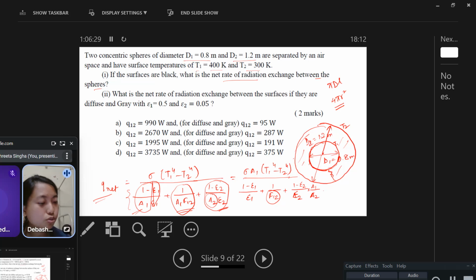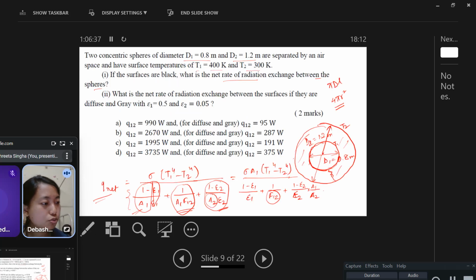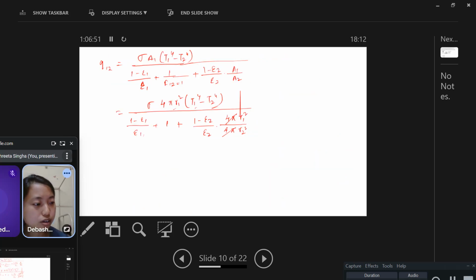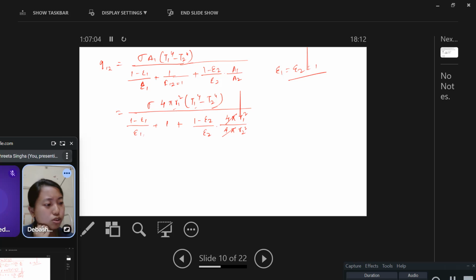So in this case, T1 and T2, both temperatures are known, and everything else is known. Epsilon 1, epsilon 2. How much is epsilon 1? Both are black, so both epsilon 1 and epsilon 2 should be 1, because both surfaces are black bodies. R1 and R2 you know, so you can just calculate it.